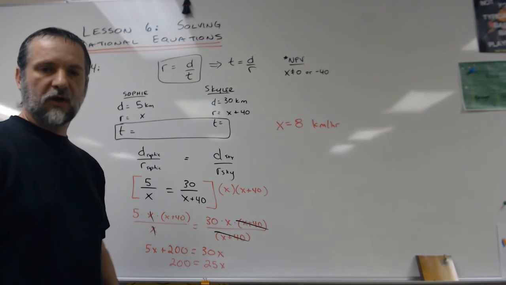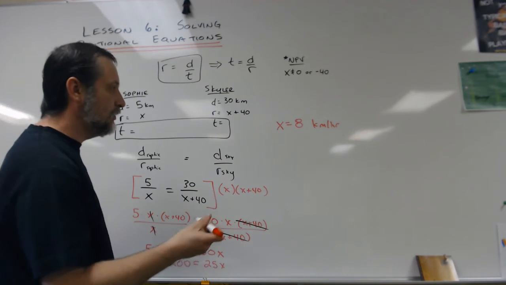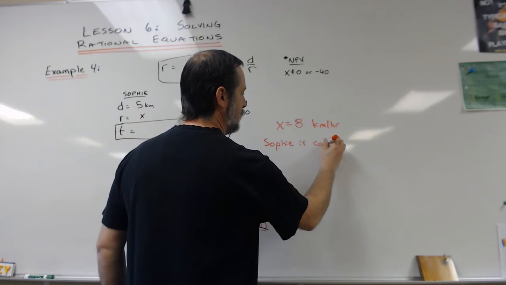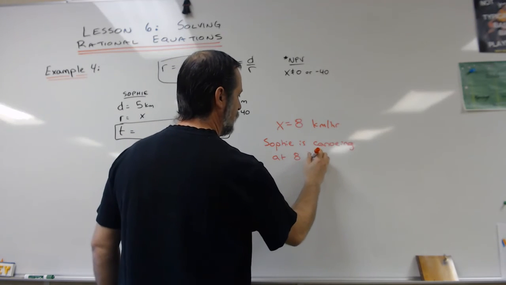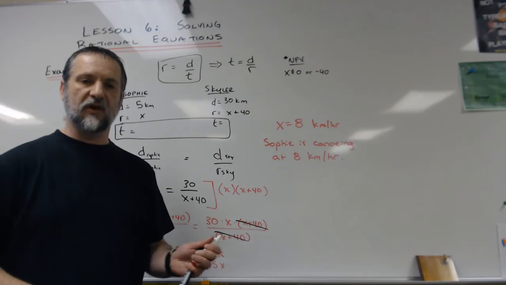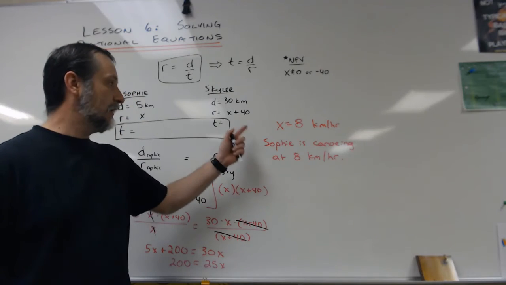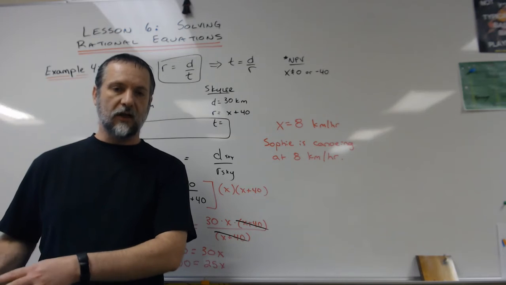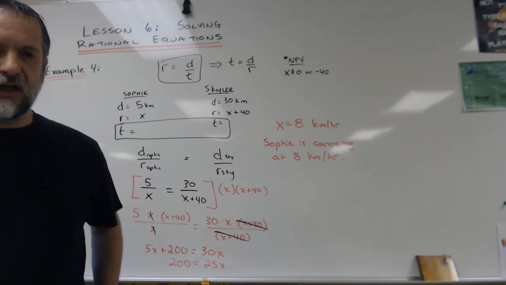Of course, this is a word problem. I will give a final statement. It was asking how fast is Sophie canoeing? So Sophie is canoeing at 8 kilometers per hour. Again, pay attention to the question, because what if it asked how fast is Skylar canoeing? Well, what can we say for an answer? X plus 40. So Skylar is motorboating at 48 kilometers per hour. So there we go. Again, take your time, work your way through it.